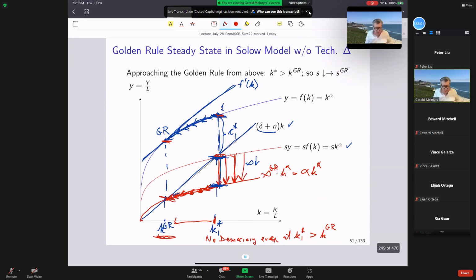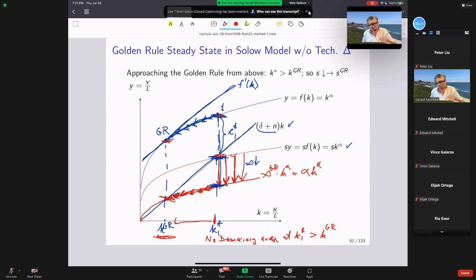back to here. So no democracy will ever live at K1 star out here, because political entrepreneurs will rise up, will recognize the opportunity. That's what we're saying. Will recognize the political opportunity and will promote that and come into office and enact it.